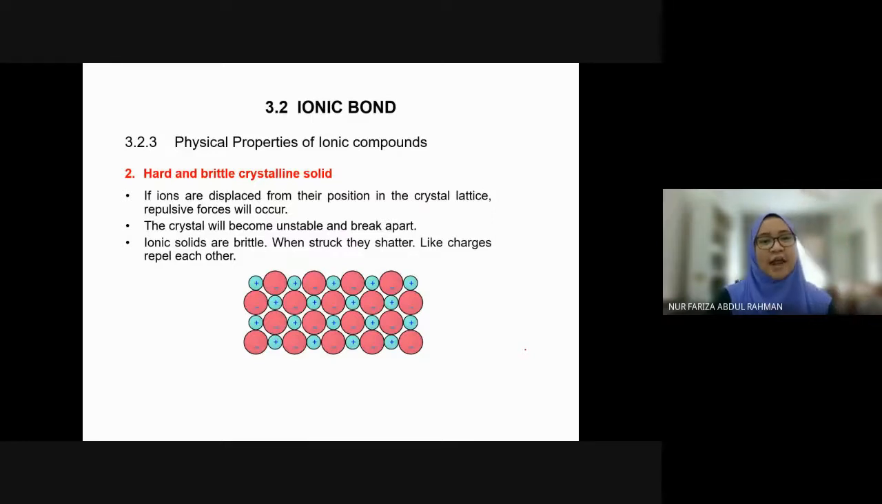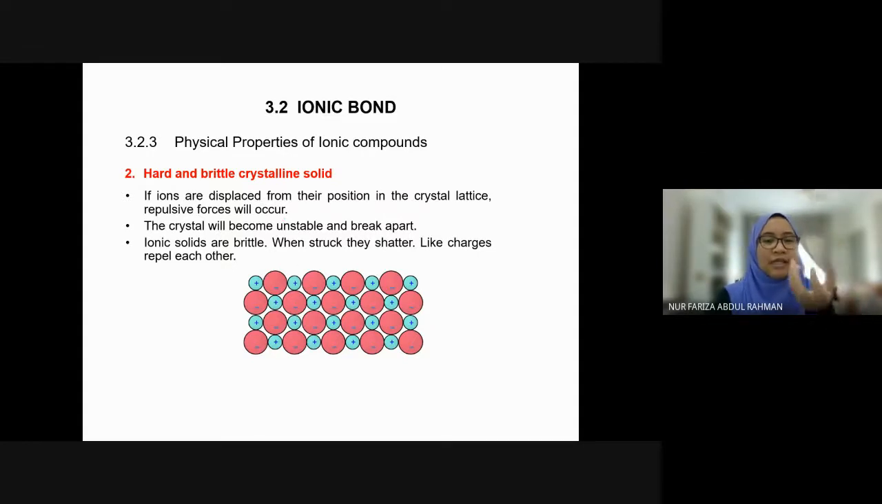Next, hard and brittle crystalline solid. So we know that ionic compounds usually are available in solid. Dia dalam keadaan solid. Okay, alright. If ions are displaced from their position in the crystal lattice, repulsive forces will occur. So normally they are available in solid.